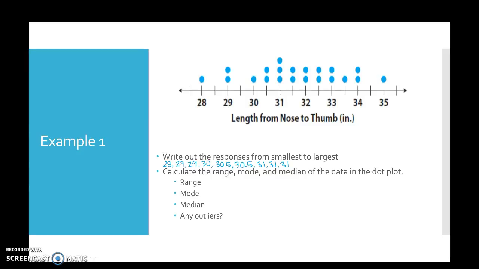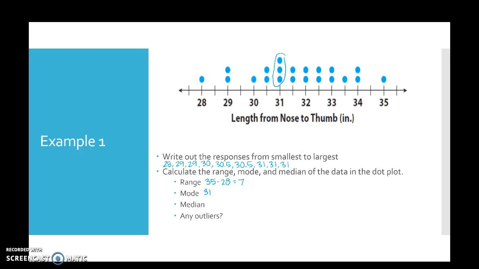And my least value is 28. So I'm going to do 35 minus 28, which we did on our last slide, is 7. Mode is the data value that occurs most often. So I am looking here at the only one with 3 dots. So it's 31.